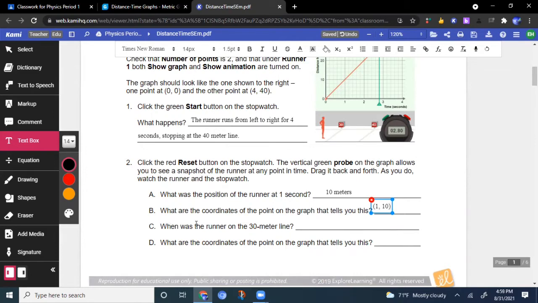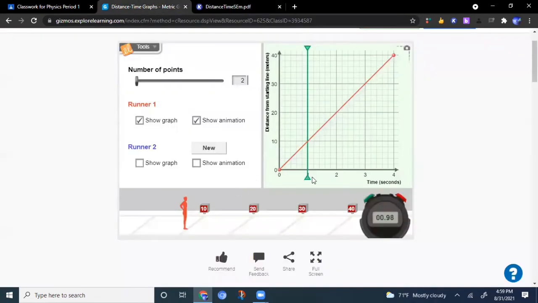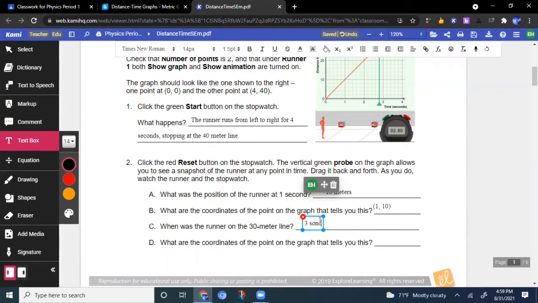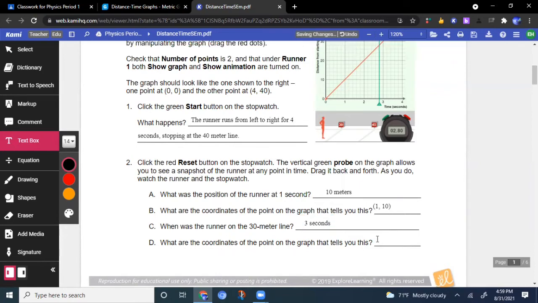At what time was the runner on the 30-meter line? Well, let's move the runner until he gets to the 30-meter line, toes on 30, and you can see this corresponds to about 3 seconds. What are the coordinates of this point? Well, the time would be 3 seconds, comma, 30 meters.